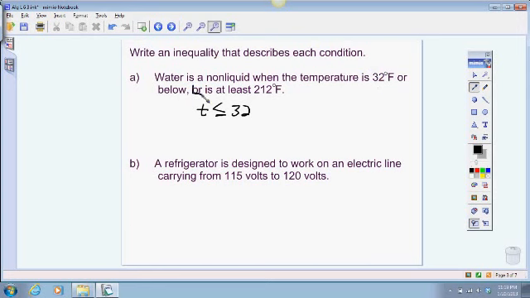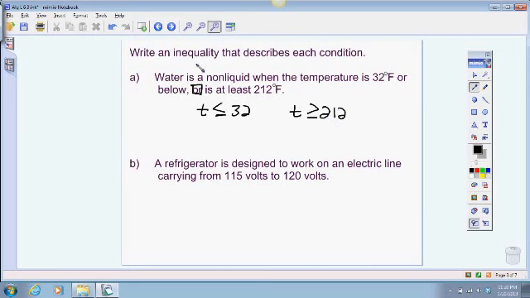Or, notice this key word here, it's at least 212 degrees. So if it's at least 212 degrees, I know it can equal 212, but are we talking about being smaller than 212 or greater than 212? Well, if it's at least 212, it means it has to be bigger than it. Okay, it has to be greater than 212. 200 is not at least 212, so we're talking about the values greater than 212.